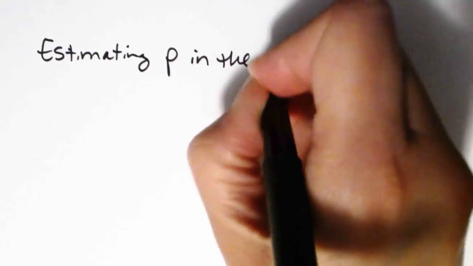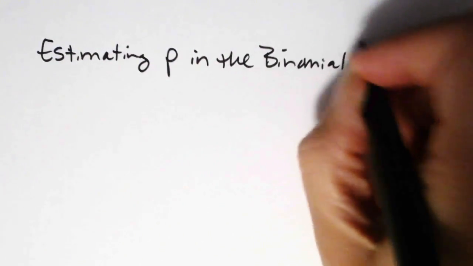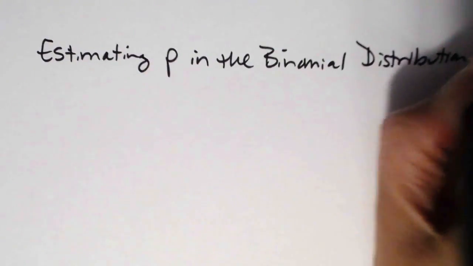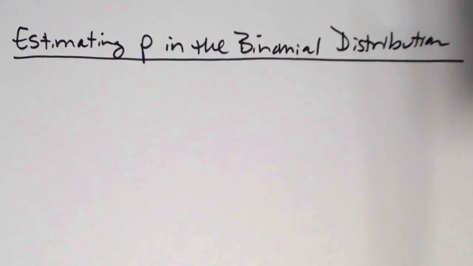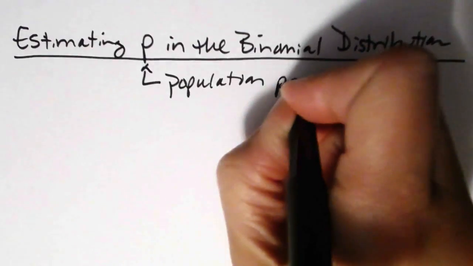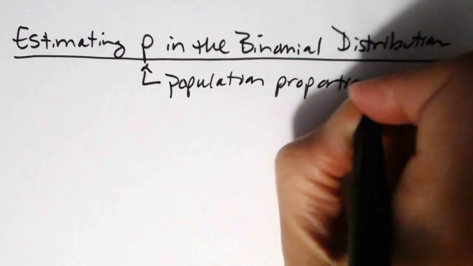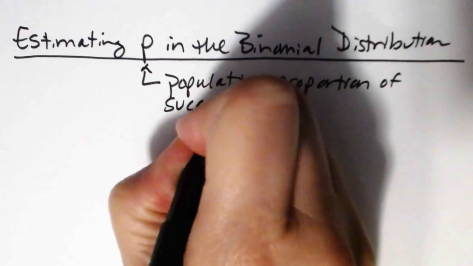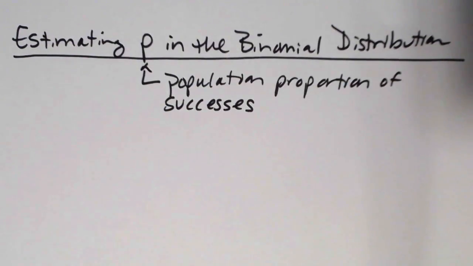In this video, we're going to be taking a look at estimating p in the binomial distribution. Basically, the idea here is that rather than estimating a mean mu, we want to estimate p, which is the population proportion of successes.